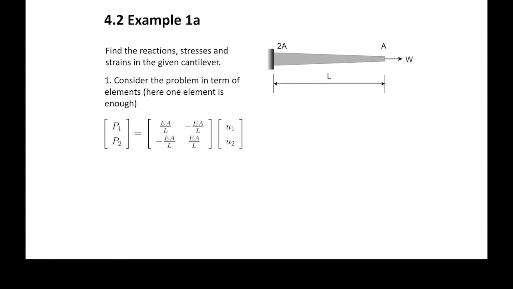Do you think the average area would result in the same displacement as if you have this tapered cross-section?